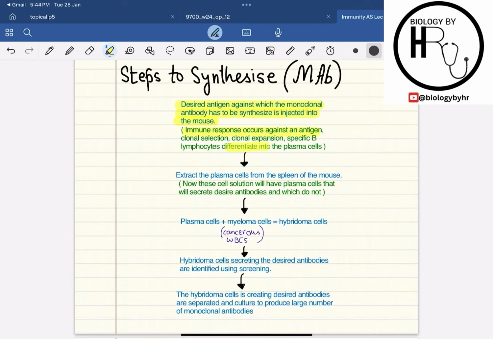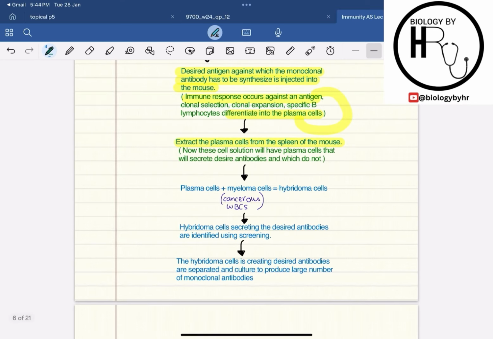The B lymphocytes will differentiate into plasma cells, and those plasma cells will produce the antibodies, right? So the plasma cells which are produced in response to that antigen, which is dangerous to the human body and against which the monoclonal antibody is to be produced, will be extracted from the spleen of the mouse, all right? Now this cell solution will have the plasma cells that will secrete the desired antibodies, and those which do not, all right?